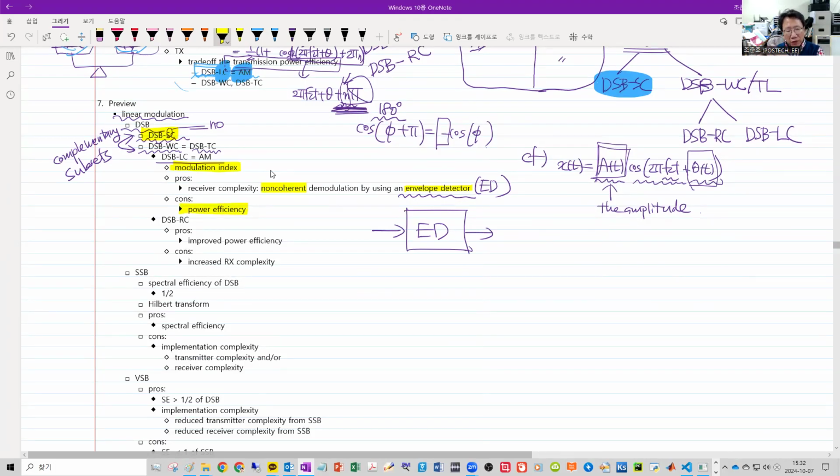In order to make the receiver simple, engineers decided to decrease the power efficiency at the transmitter. So they sacrificed power efficiency at the transmitter. The transmitter wastes a lot of power. However, by doing so, the receiver complexity could be amazingly decreased by employing so-called very simple envelope detectors. Got it? So that is the idea.